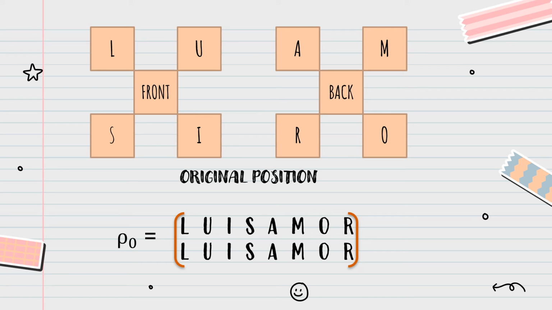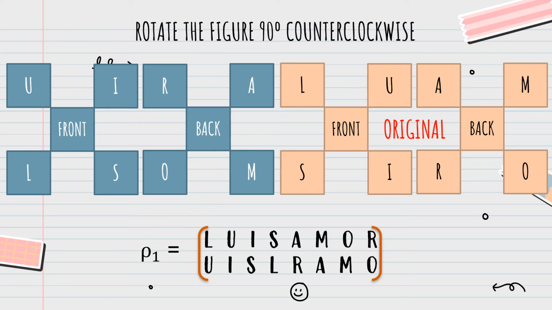So let us first identify the elements in the given figure, which is also our original figure. So these elements are L, U, I, S, A, M, O, and R. And for our row sub-zero, we have for the first and second row L, U, I, S, A, M, O, and R. And rho here is represented by different rotations. So here is how the figure looks when it is rotated 90 degrees counterclockwise.